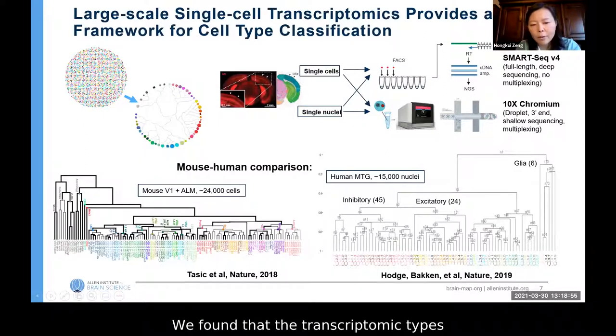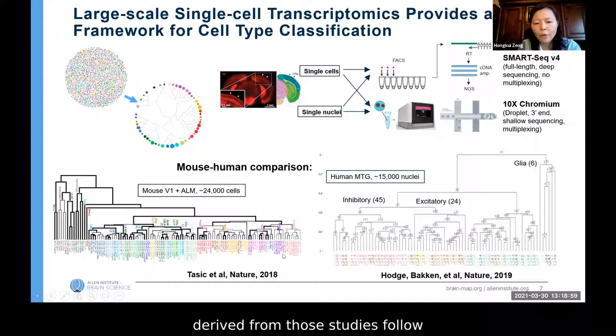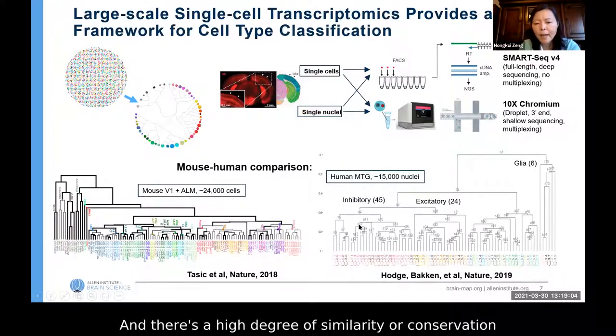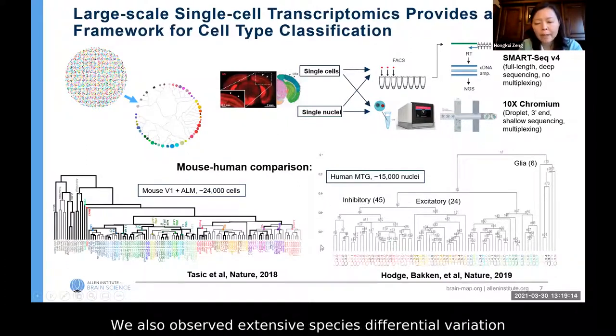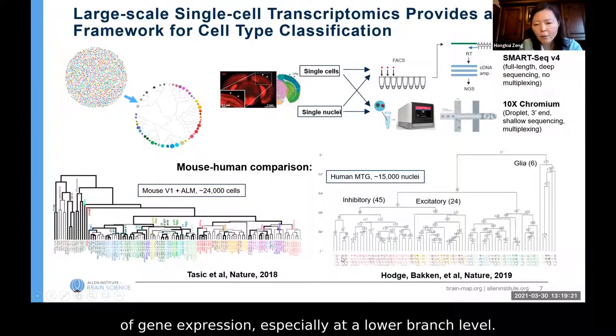We found that the transcriptomic types derived from those studies follow a hierarchical organization, and there's a high degree of similarity or conservation of major cell types at the higher branches of those hierarchies. We also observed extensive species differential variation of gene expression, especially at a lower branch level.